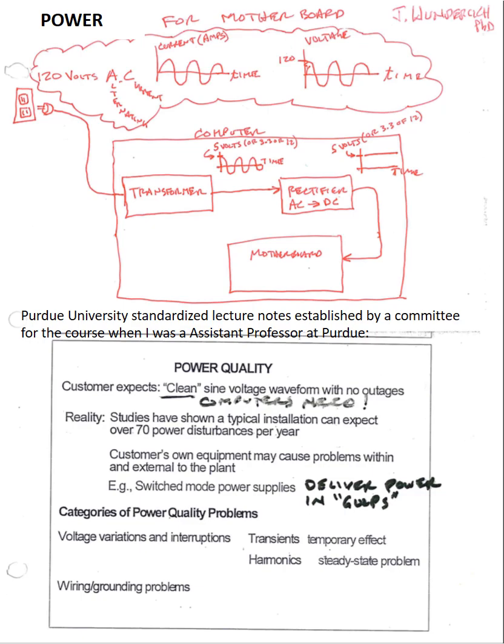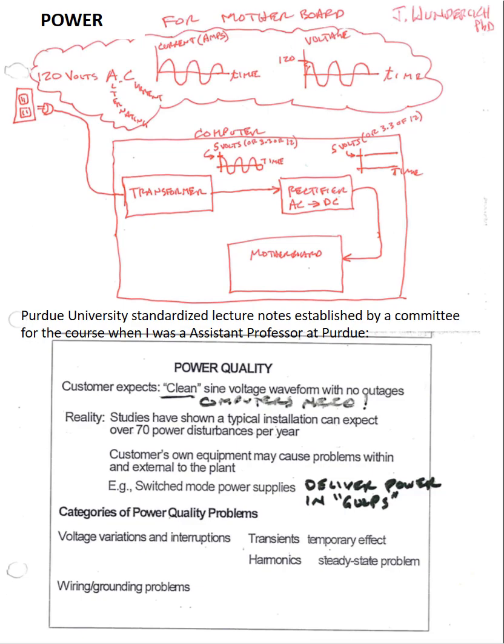You have both current and voltage in sync. That can shift one way or the other. The current can be out of phase with the voltage if you have reactive power of inductance or capacitance. We'll just touch on that a little bit in this lecture.